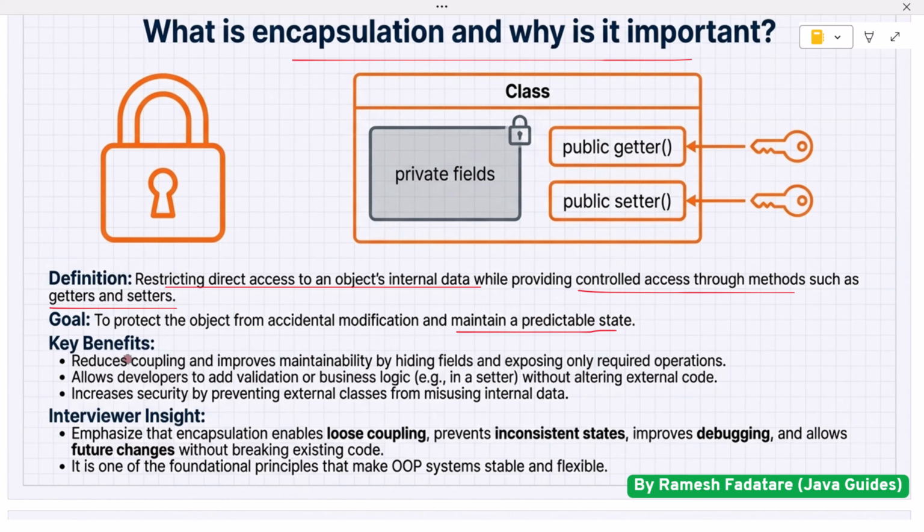By hiding fields and exposing only required operations, encapsulation reduces coupling and improves maintainability. It also allows developers to add validation or business logic without altering external code. For example, instead of allowing free access to a field, adding a setter lets you validate input before accepting it. Encapsulation also increases security by preventing external classes from misusing internal data.